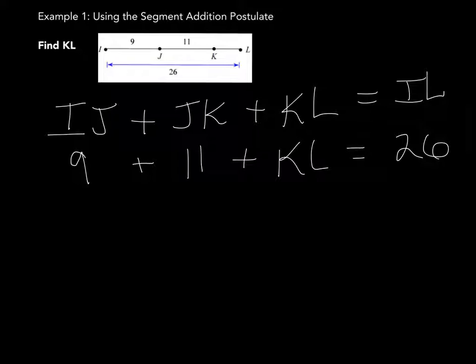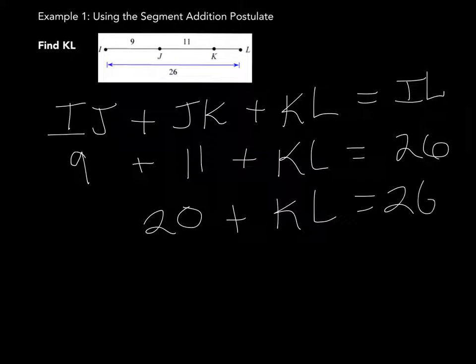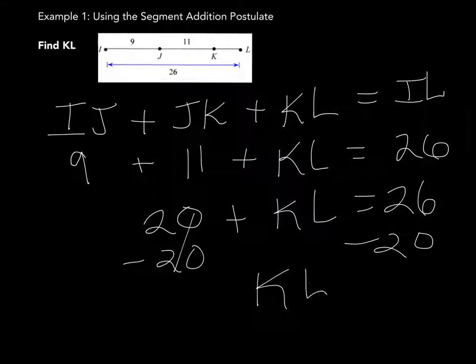All right, now we can go ahead and combine our two constant terms. So 9 and 11 is 20. And you probably know the answer here, but we want to make sure we're using our subtraction property of equality. So we're going to subtract 20 from both sides. And what we're left with is the length of KL. So the length of KL is equal to 6 units.